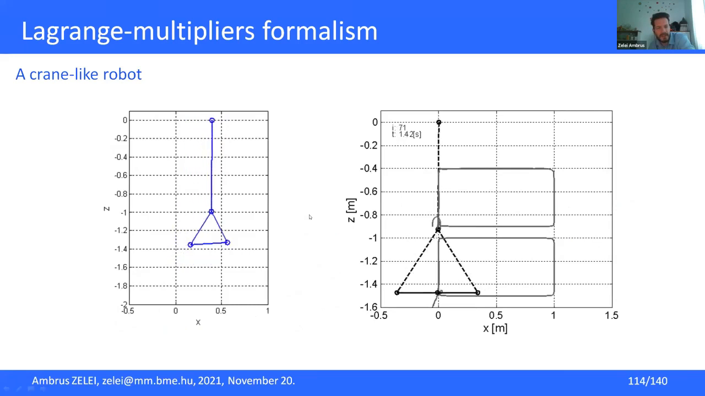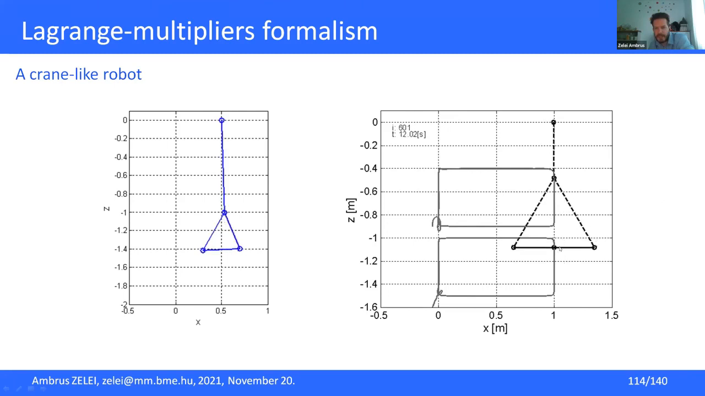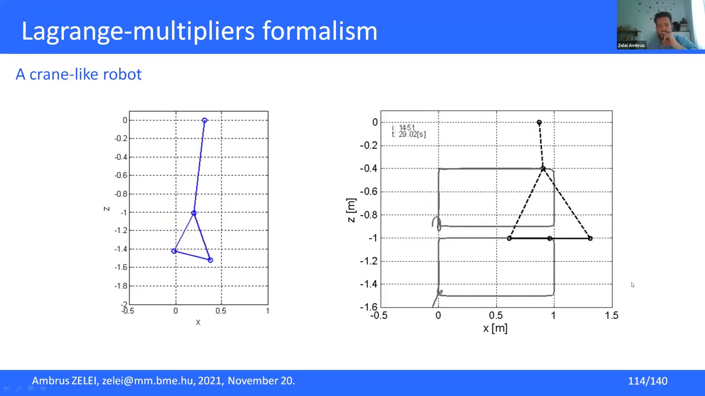And let's see some animations. So if the controller is not that clever, there will be a lot of oscillations of this cable connection point here. But on the right-hand side, you will see that if the controller is designed in a nice way, then there is no unnecessary oscillation. So it can really follow the trajectory which is prescribed.